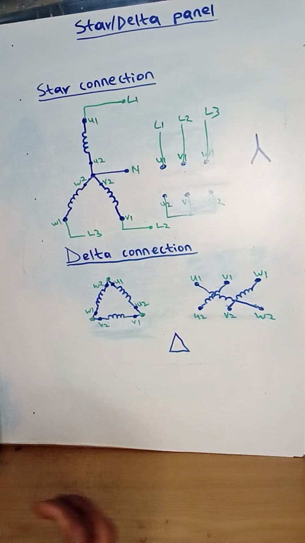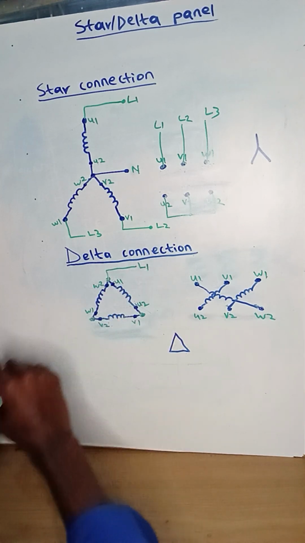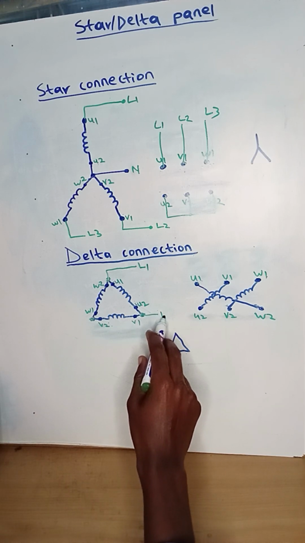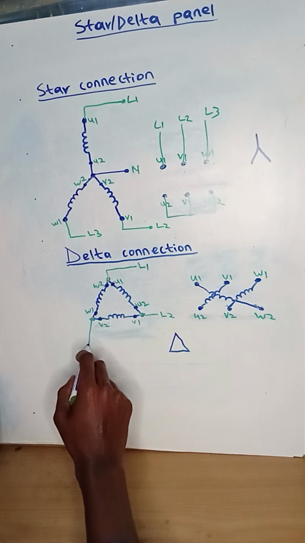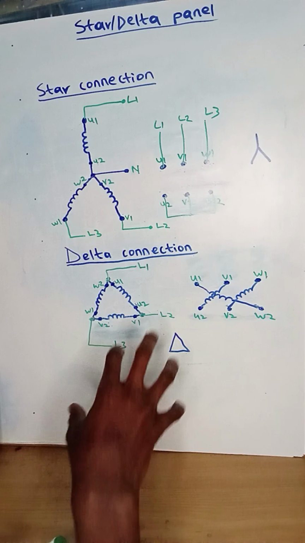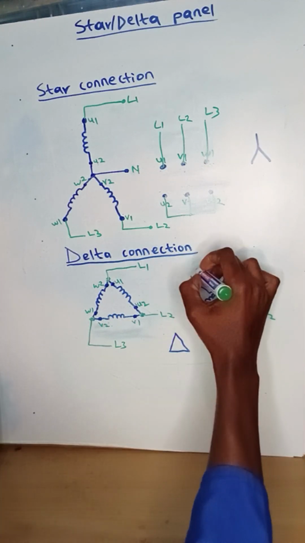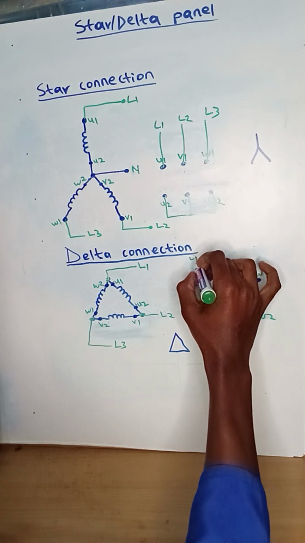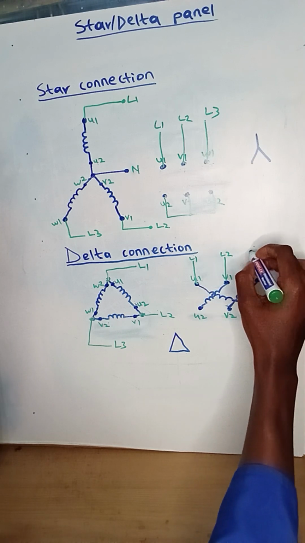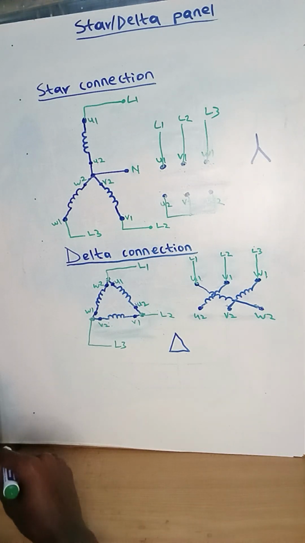Right, and right now I'll connect my phases. So from the top point, that's where it will be phase 1 or line 1, and the right point will be phase 2 or line 2, and the left point will be phase 3 or line 3. So from this side, my phases will be connected. Line 1 will be connected to U1, line 2 to V1, and line 3 to W1.